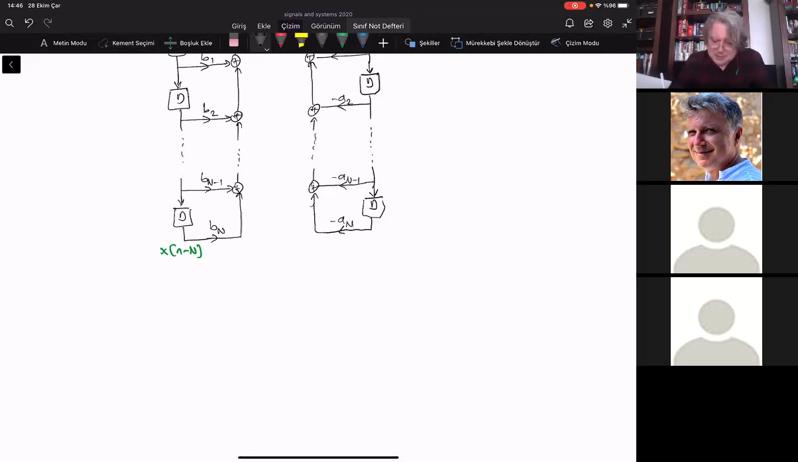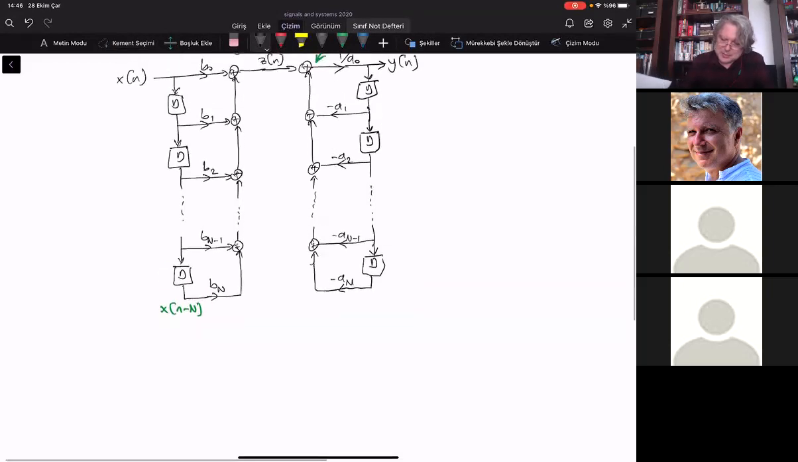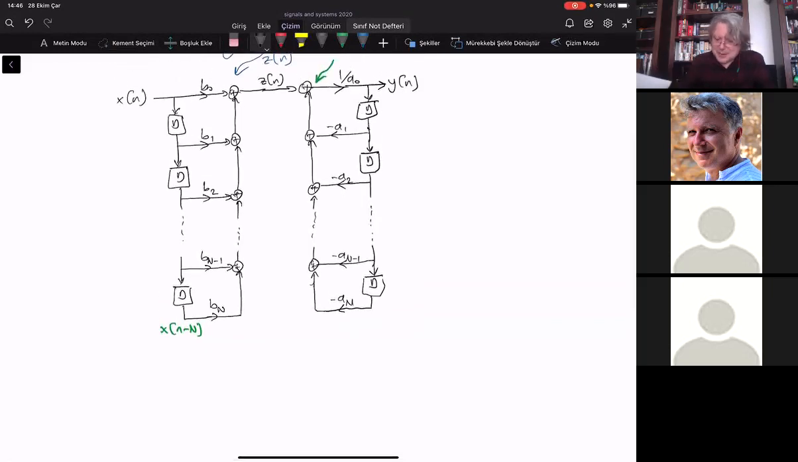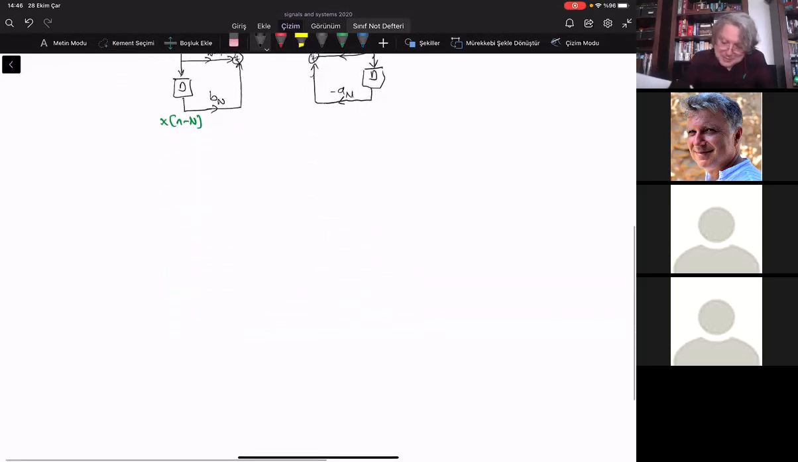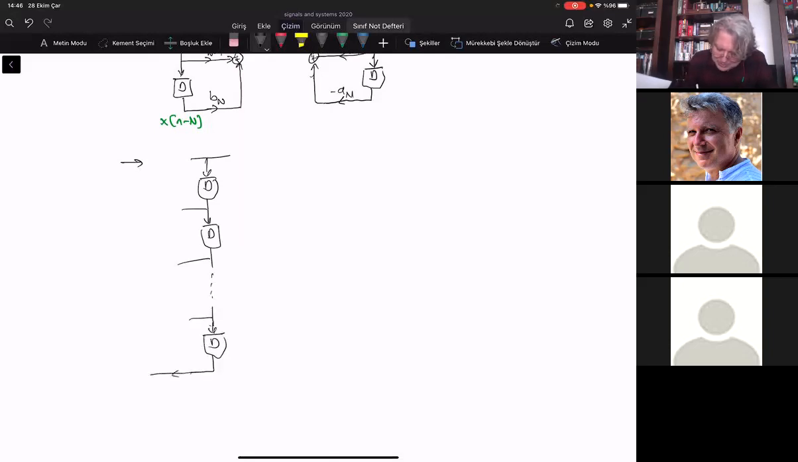I was trying to cheat, but I couldn't, so I will have to draw it. I will draw the right-hand side now. The right-hand side has an output which is having delays, then going to the left, and then another delay, going to the left, and then another delay, and the last going to the left. The last one was minus AN.